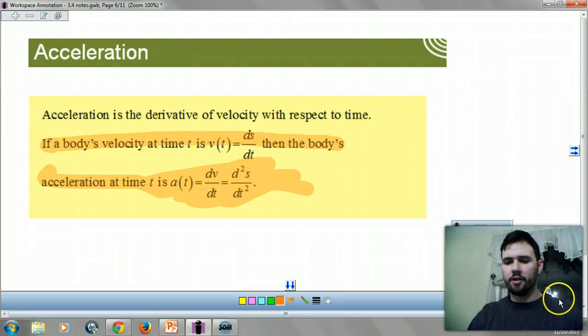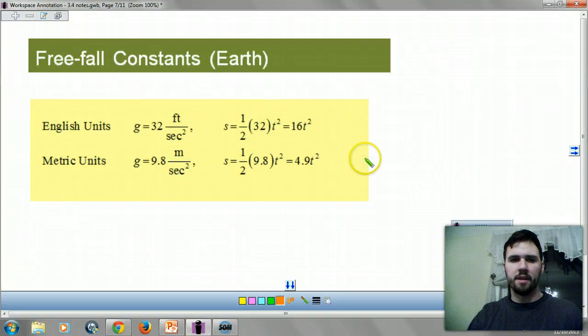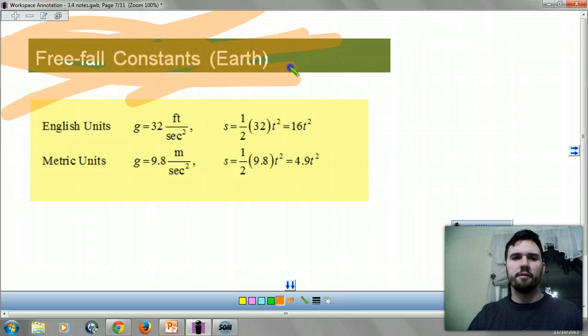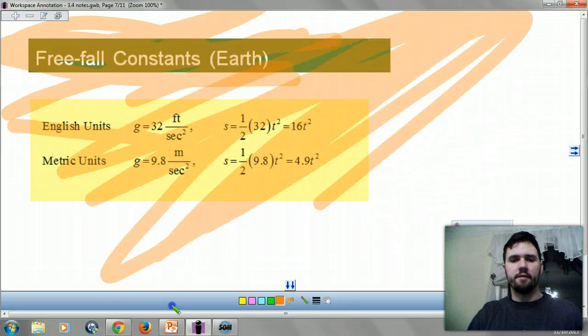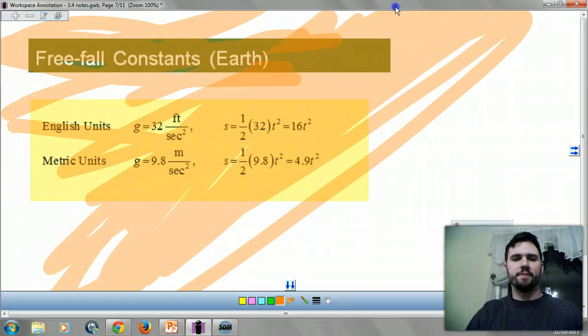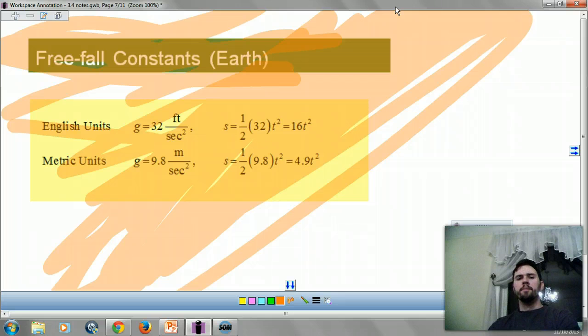Second derivative, acceleration though. Here's some stuff that's going to come up. They're your free fall constants on Earth, because that's where we live. This is all important. English units is going to be 32 feet per second squared, because that is the acceleration due to gravity. Your position is going to be equal to 16t squared. So you can see it's just a derivative.